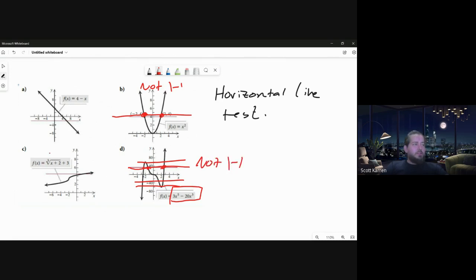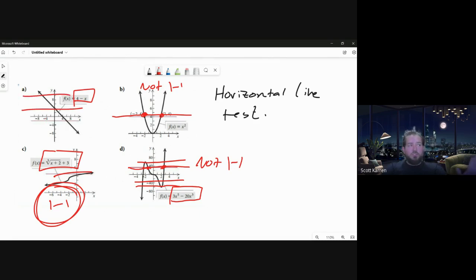All right, so here, this cube root of x plus 2 plus 3, I can't throw a line anywhere and hit this twice, right? It's hard enough for me to draw a straight line, but I can't draw a line that's going to hit this twice anywhere. So this is one-to-one. Likewise, 4 minus x, any line that comes through this is going to hit that function just once. And so this is one-to-one as well.